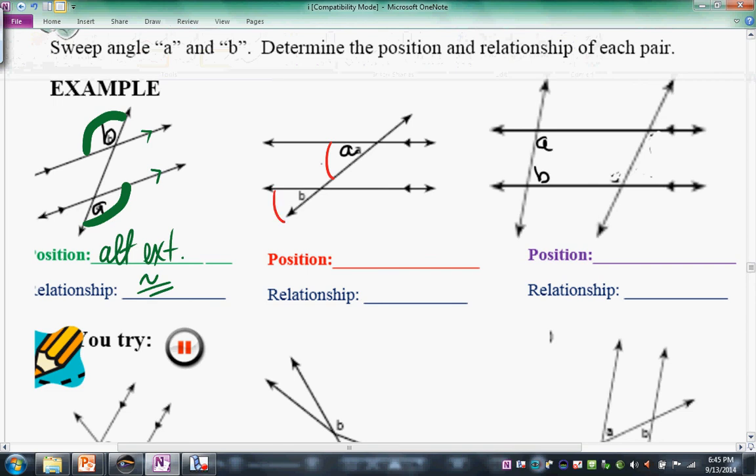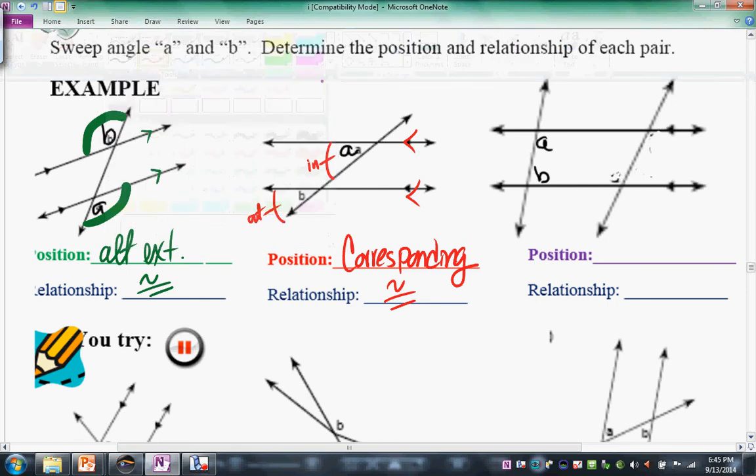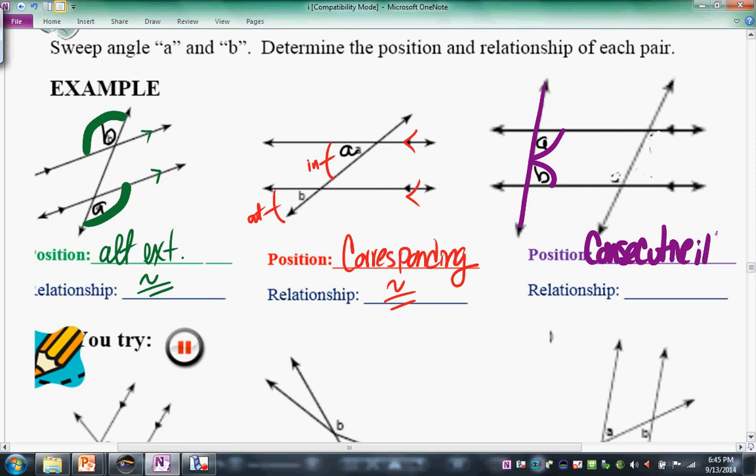Here, A and B here, their position, one's in, one's out, same side. Those are called corresponding. Their relationship, when lines are parallel, they are congruent. A and B, if this is your stir stick here, A and B, those are called consecutive interior. And when lines are parallel, they are congruent.